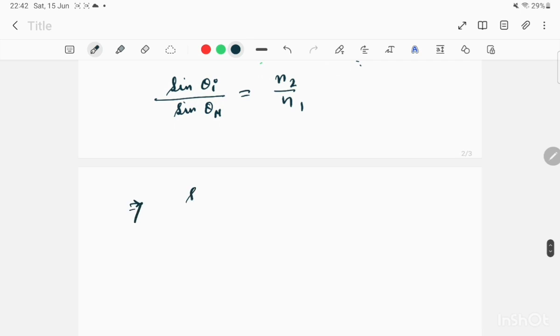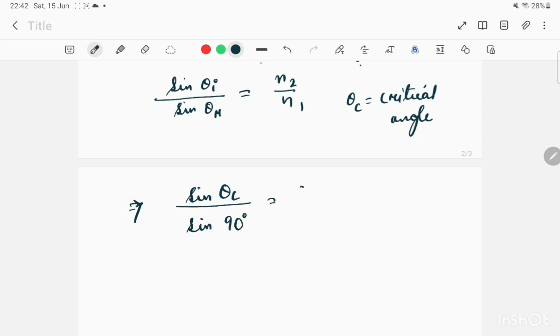But in case of sine theta I will write theta C. Theta C stands for critical angle. And in place of theta R it is 90 degree and this is n2 by n1.